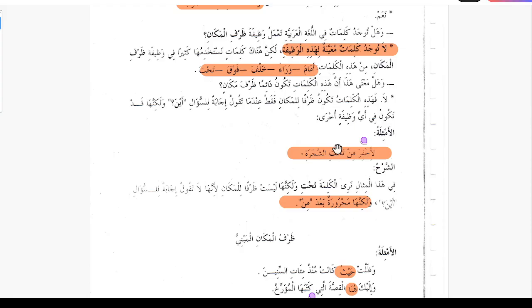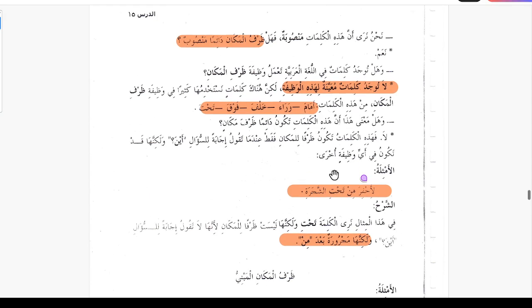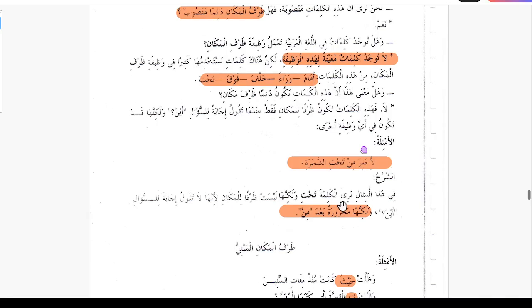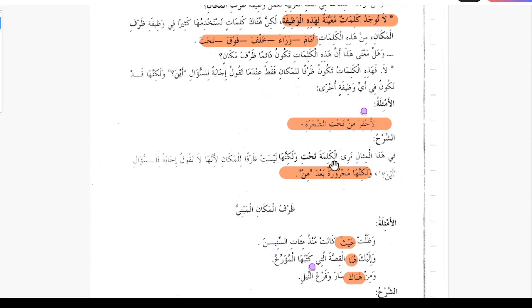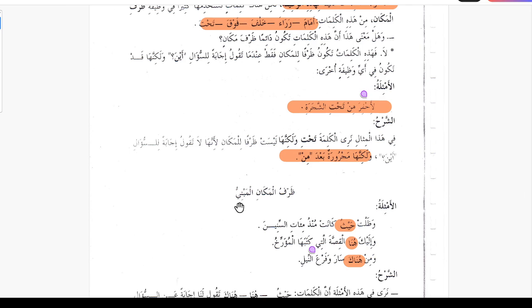So in this example, takhti here is not zarfu makan, because fi hazihil masali nara kalimata takhti, in this example we see the word takhti, walakinnaha laysat zarfan lil makani, but it is not zarfu makan, liannaha la tukulu ijabata liswali aina, because it does not give the answer to the question aina. Walakinnaha majruratun ba'da min, it is majrur after min. So this is ism majrur. This is not zarfu makan. Just like some zarfu zaman were mabni, here we have some zarful makan which are mabni.